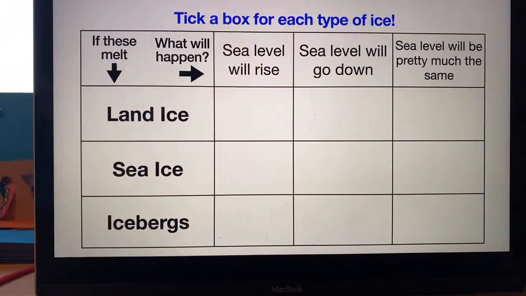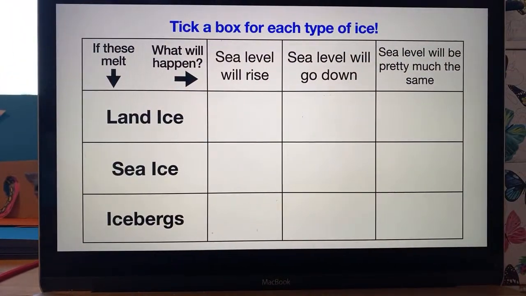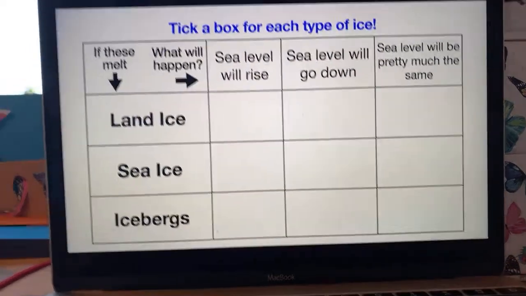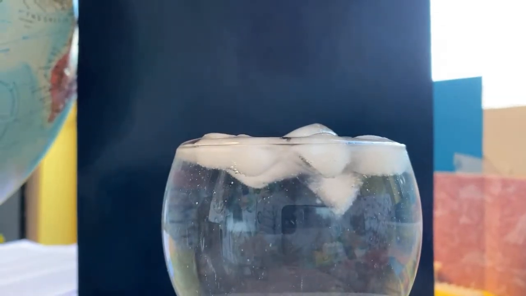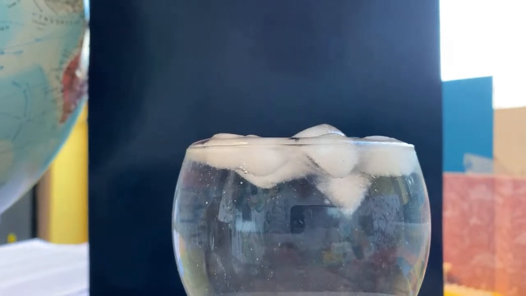So let's have a little look at our activity and see what happens and then relate it back to this. Not all my ice cubes have melted, but hopefully you get the idea. You can see there's far fewer cubes sticking out the top than there were before. And, gasp! Can you see it's completely dry?